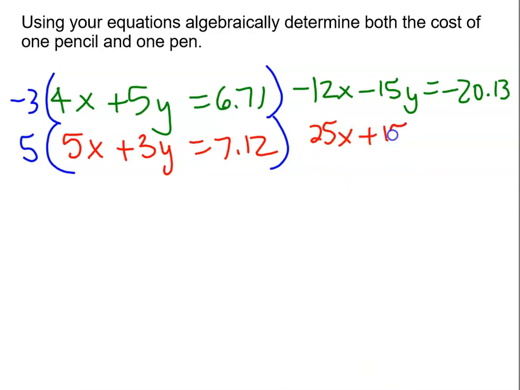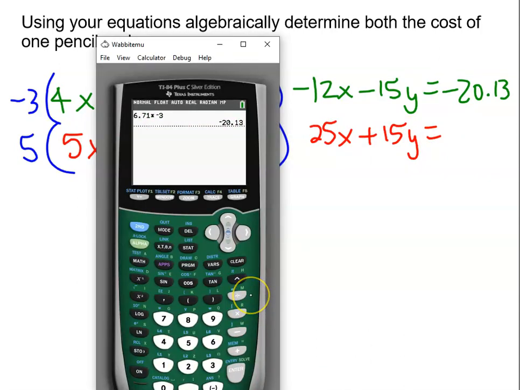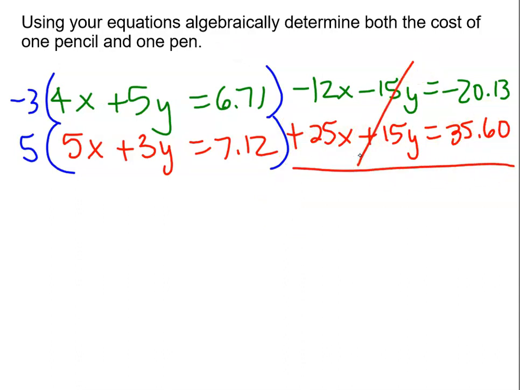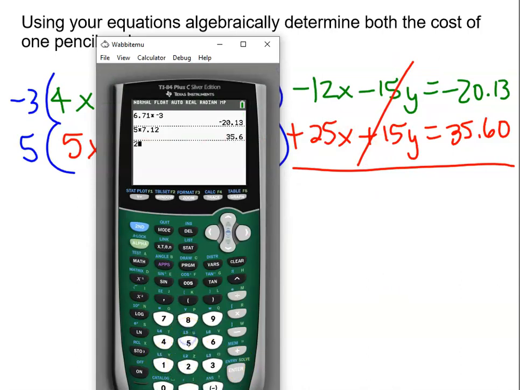Now for my red sentence, I'm going to get 25x plus 15y, and now I need to do 5 times 712. 5 times 712 gets 3560. And I'm going to combine these together, and this makes a 0. So I get 25 minus 12, and then 3560 minus 2013.